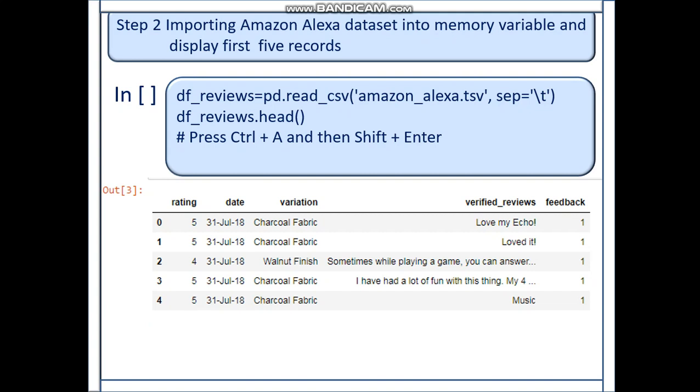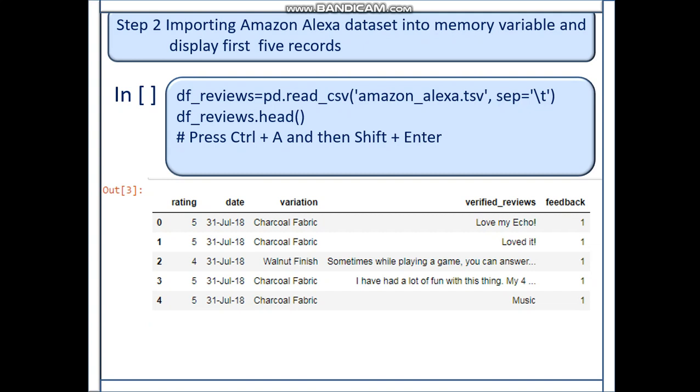All the records in this tsv file will now be stored in one single variable called df_reviews. Now the whole file is in df_reviews. That's why we are interested to know the first 5 records of this data file. So let us issue the command df_reviews.head(), select both lines of code using Ctrl+A and then press Shift+Enter, and you can see the results below.